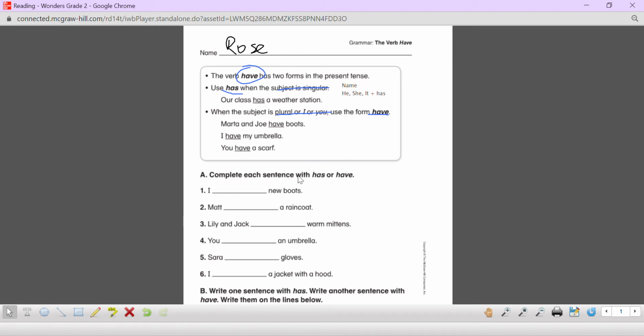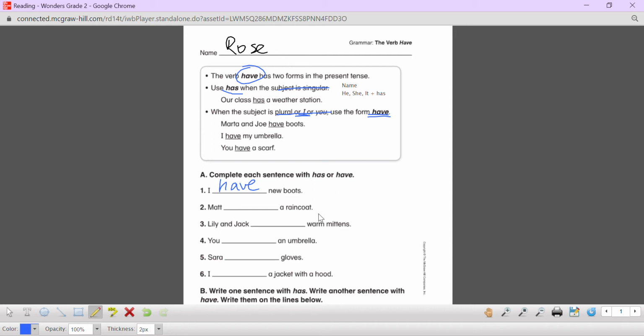Okay, so let's begin with our first question. Complete each sentence with has or have. And I would use blue color. The first one, I blank new boots. If it's I, use have. So I say I have new boots. What about the second one? Matt blank a raincoat.